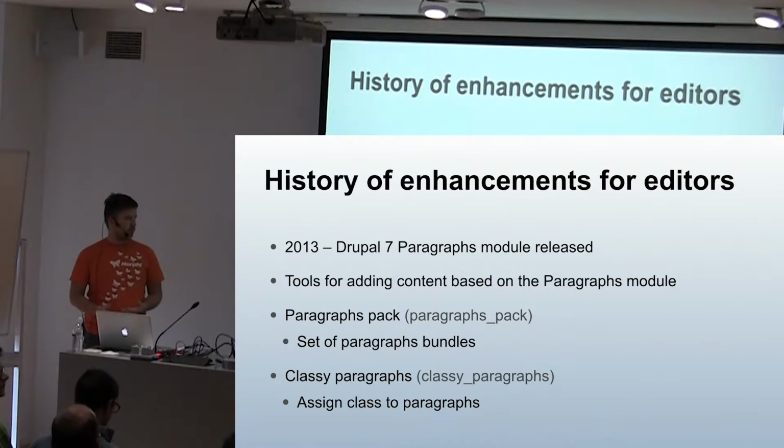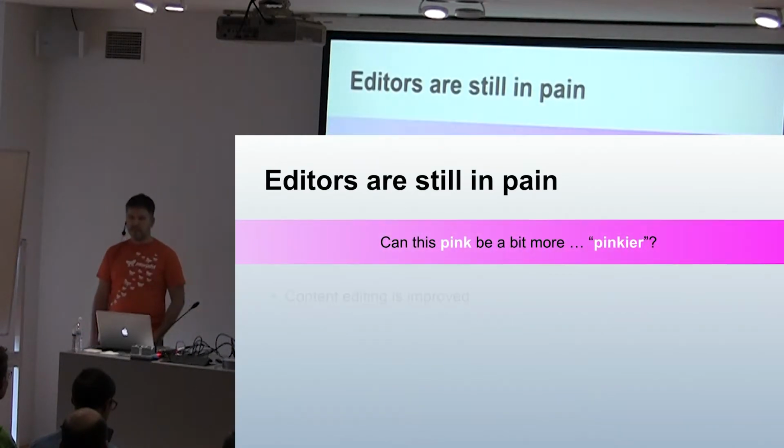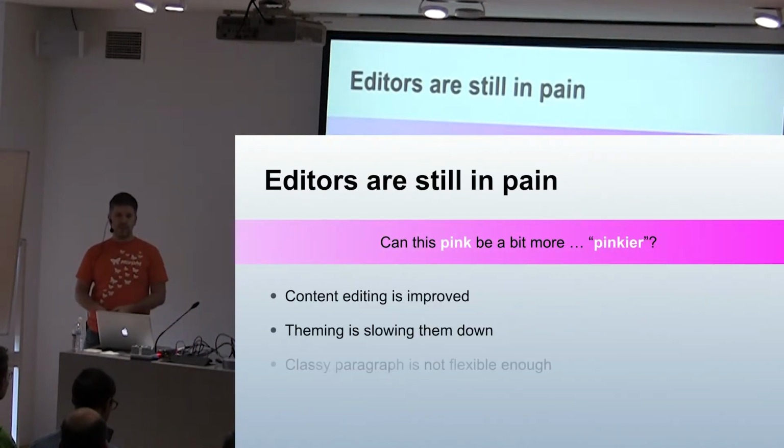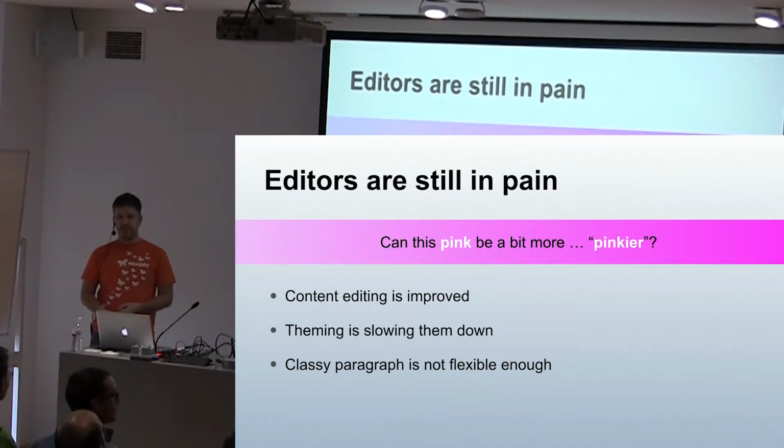so you can quickly set up some basic content. And the other one was classy paragraph, which allows you to add a class to the paragraph from the node edit screen, and then in the theme you can have some styling for this class. So that was quite good for the editors, that they have some control over it. But still the editors are in pain, because if they need some simple change, they need to call us, like themers and front-end developers, to do this change.